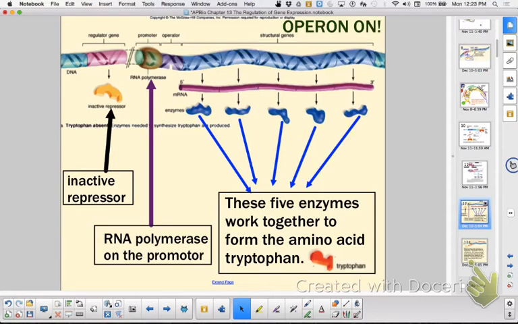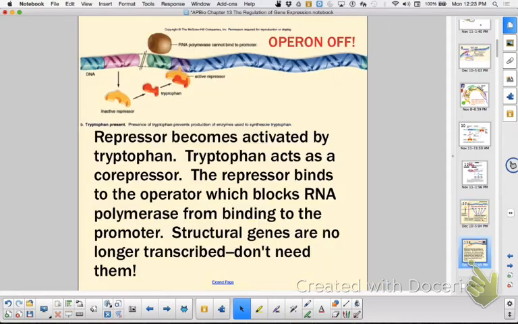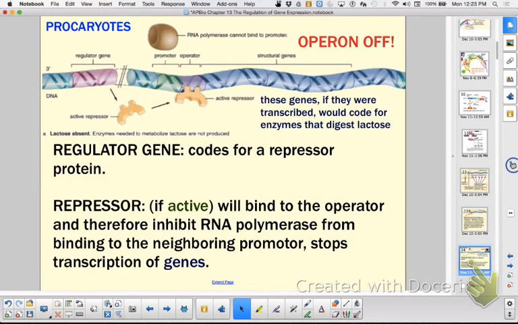Okay, more clarifying questions? Okay, so let's talk inducible operon. And this is the lac operon. In this case, the regulator gene codes for mRNA. That mRNA is translated into a repressor protein that is functional from the get-go. It's born ready. Because it is born ready, it will attach to the what? Who does the repressor always like to connect with? Operator. So the operator is shut down.